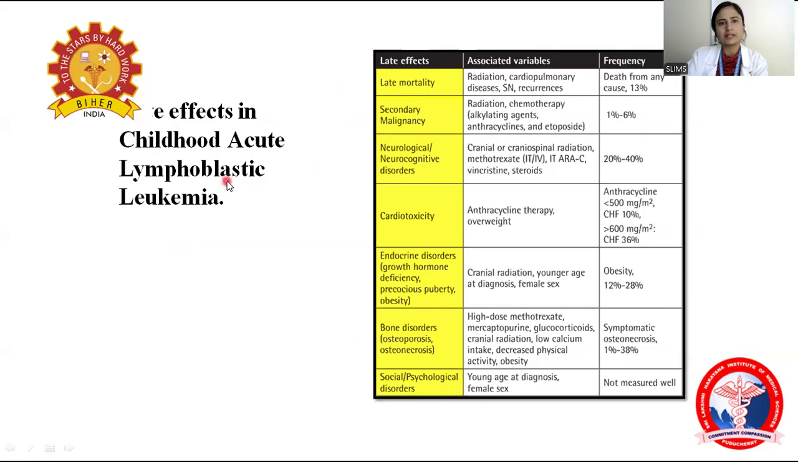Coming to the side effects in childhood acute lymphoblastic leukemia. Because of chemotherapy, leukemic patients can have late side effects. Later they can lead to secondary malignancy, neurological or neurocognitive disorders, and cardiotoxicity due to anthracycline therapy, endocrine disorders and bone disorders due to long-term steroids and other chemotherapeutic agents, and it will affect social and psychological well-being.